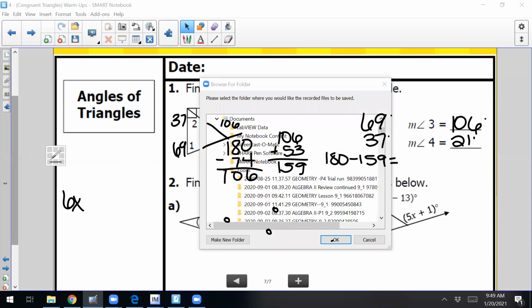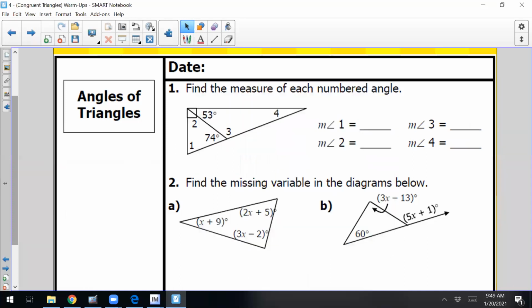Hold on, let me end that. Zoom, perfect. Okay, where was that at?